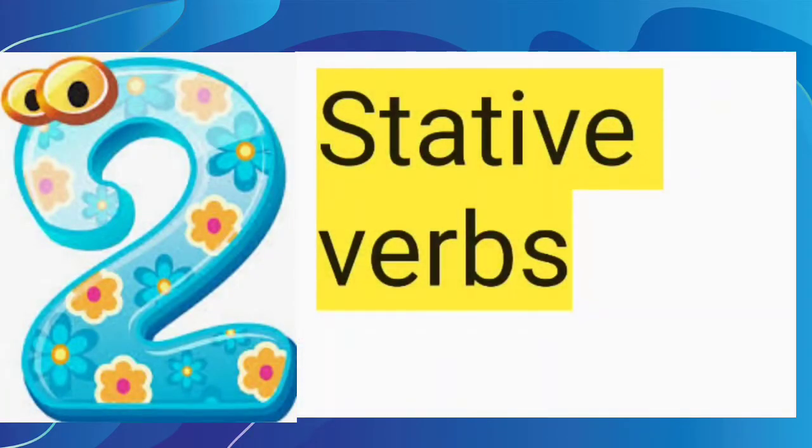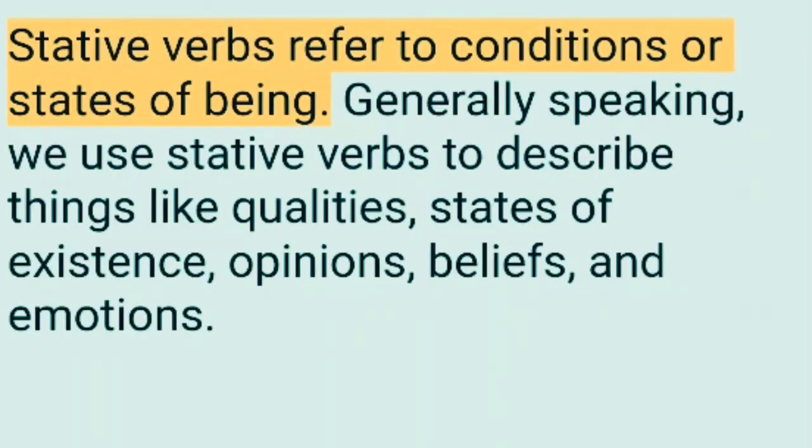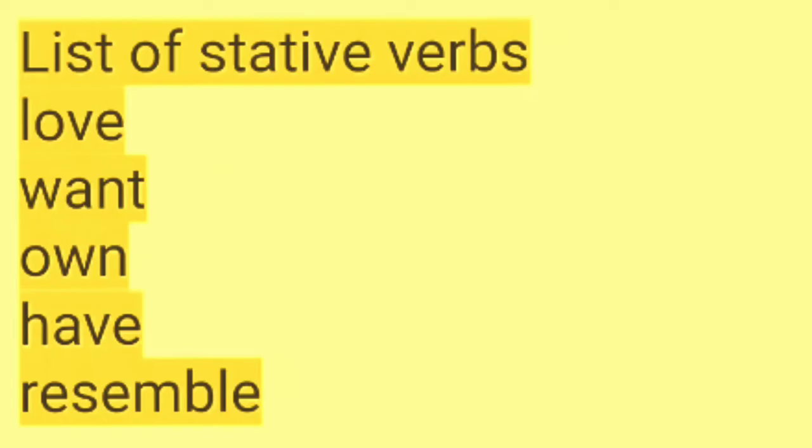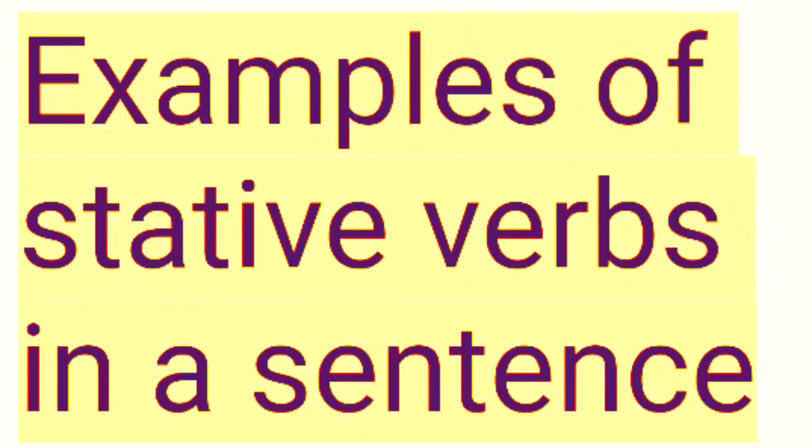Stative verbs. Stative verbs refer to conditions or states of being. Generally speaking, we use stative verbs to describe things like qualities, states of existence, opinions, beliefs, and emotions. List of stative verbs: love, want, own, have, resemble.